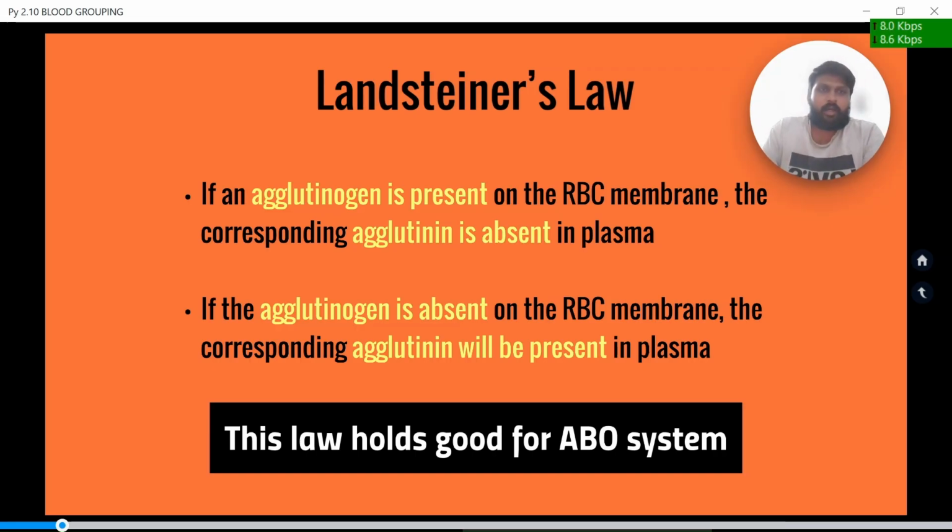Okay, but this law holds good only for your ABO blood grouping system, and it does not apply to your RH system. We will come to what RH is and everything. RH is typically the positive and negative blood grouping which we have been exposed to since schooling, and in all the requirements for your ID card, A positive, the positive or negative indicates your RH. So it does not apply to the RH. It applies only to your ABO blood grouping system.